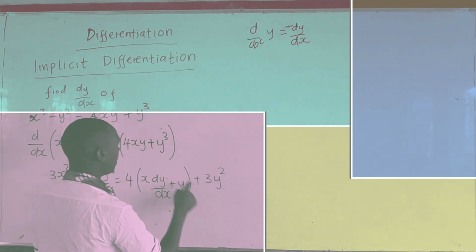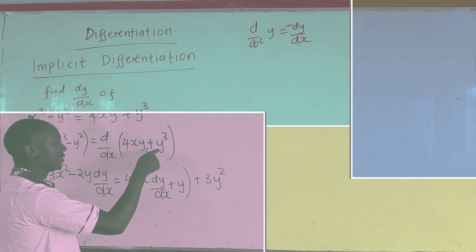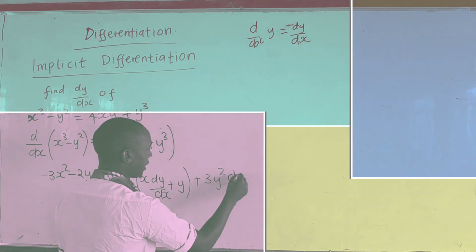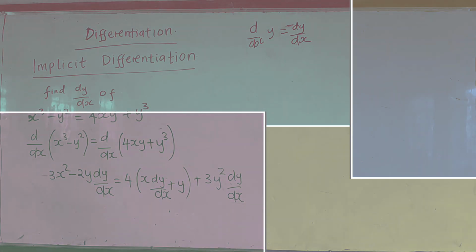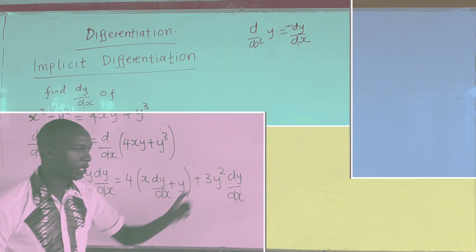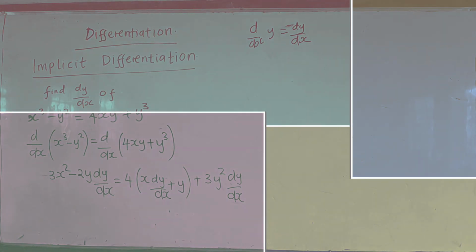3y squared. This is with respect to x, and this is y. Since we wanted to solve for dy.